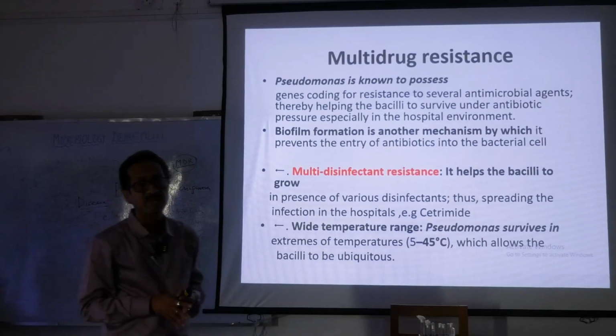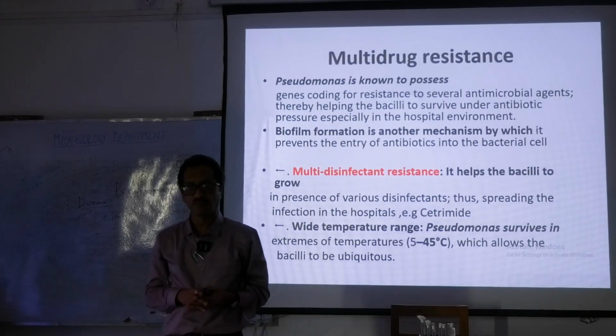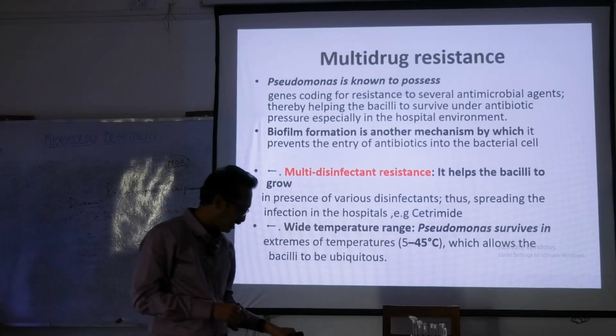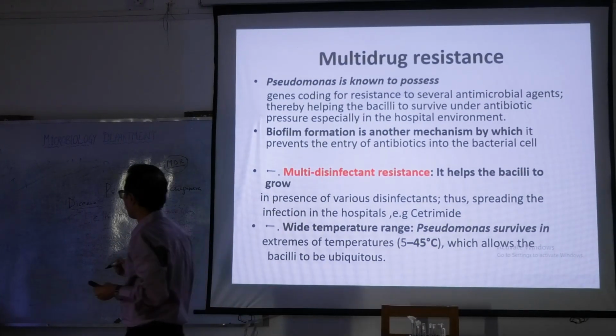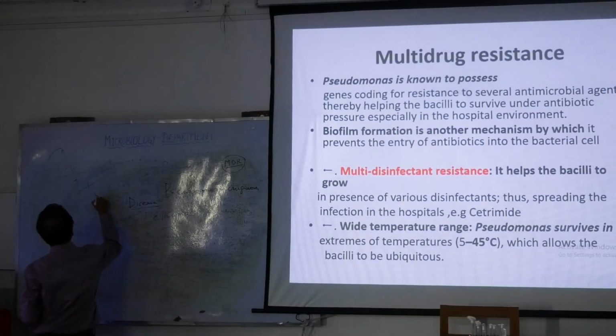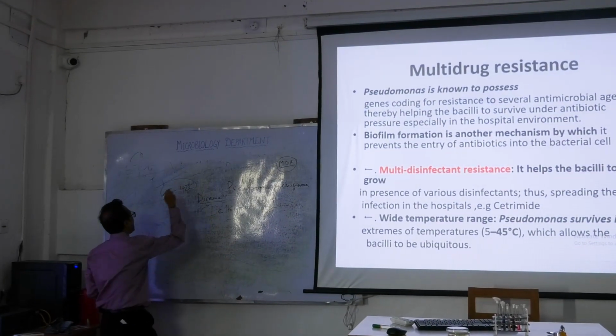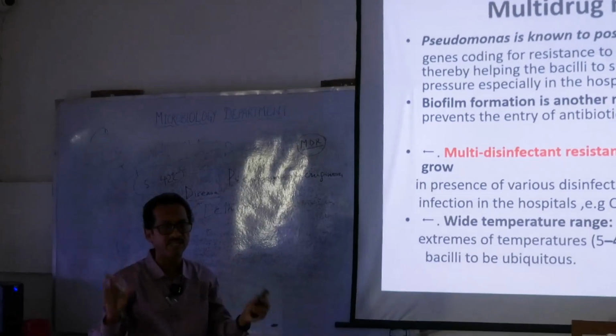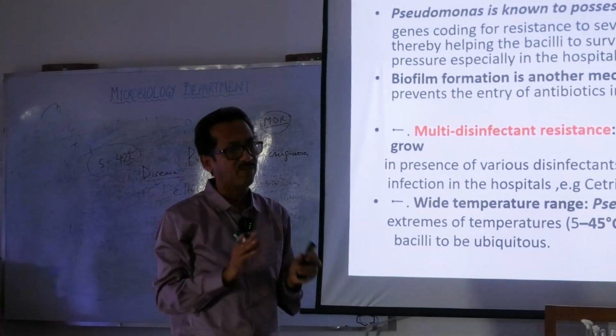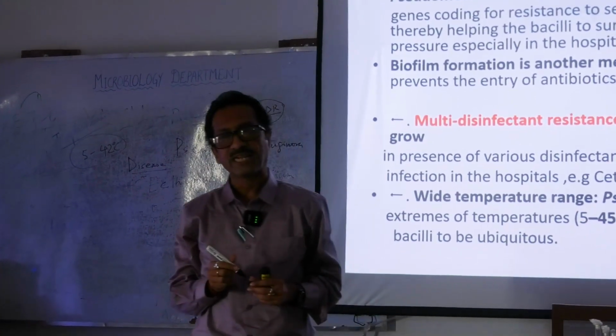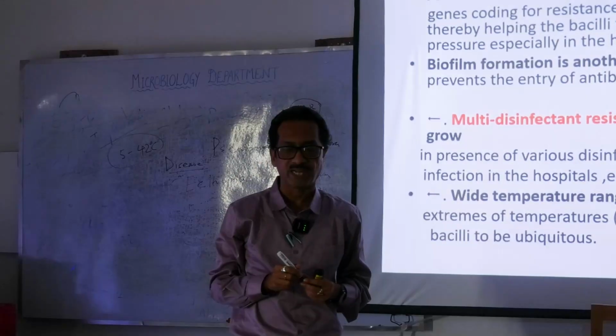What is the temperature range where Pseudomonas can grow? It can grow between 5 to 45 degrees centigrade, or 5 to 42 degrees centigrade. So this is an extreme temperature range where Pseudomonas can survive and grow. That is another cause for it being a hospital acquired infection.